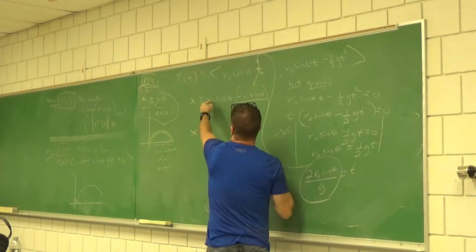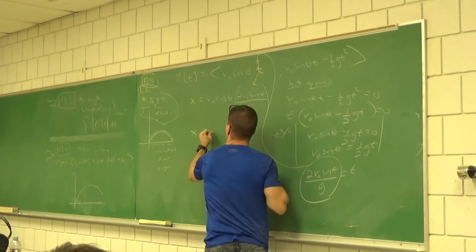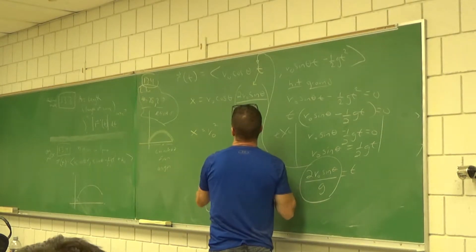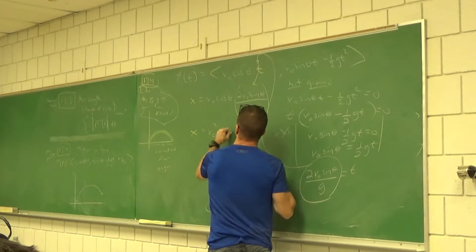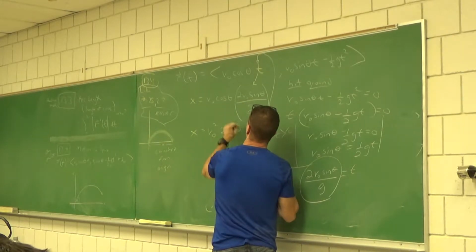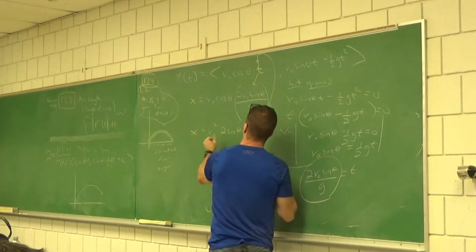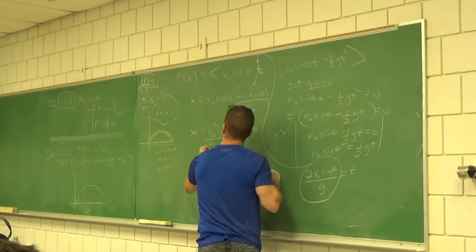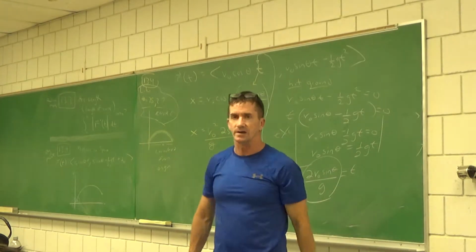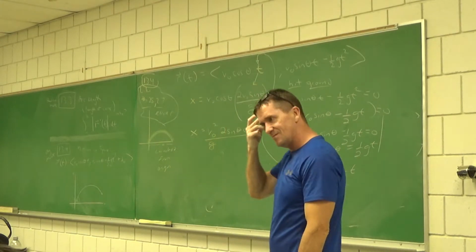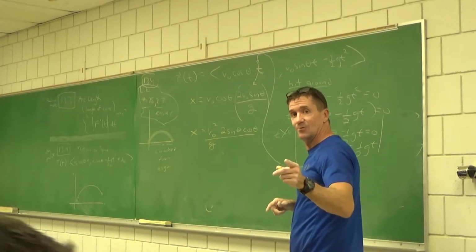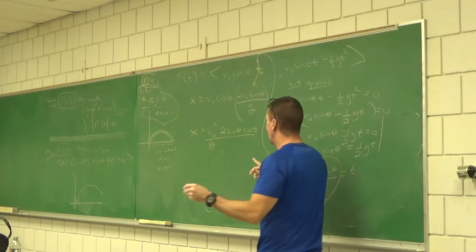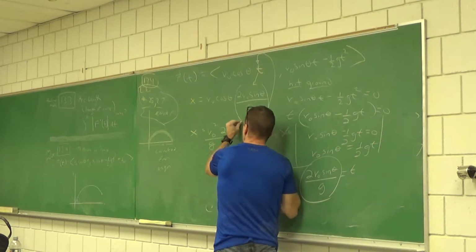What's v naught times v naught? v naught squared. Put a square on that. Then you've got a 2 in there. You've got a sine theta, a cosine theta, and it's all over what variable? g, which really is a constant. But don't you have a trig identity, 2 sine A, sine B? You've got a good eye. What do you spot? The trig identity 2 sine theta cosine theta. Does anyone else see this?